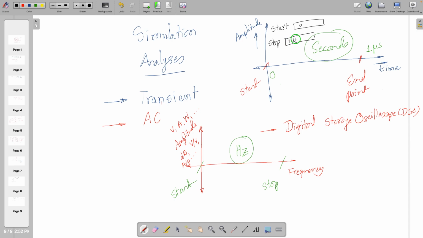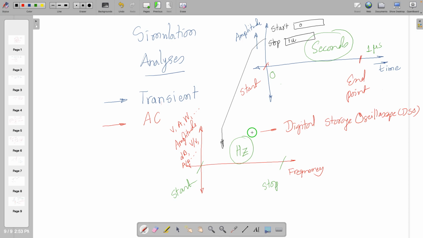Nano is nano. Others are not creating much problem, but u and micro are the same, by the way, right? So you don't have to write down seconds. And similarly here, if you are doing this AC analysis, this start is referring to 0 hertz and stop is referring to 1 microhertz, right? So always remember this, what I experienced previously.